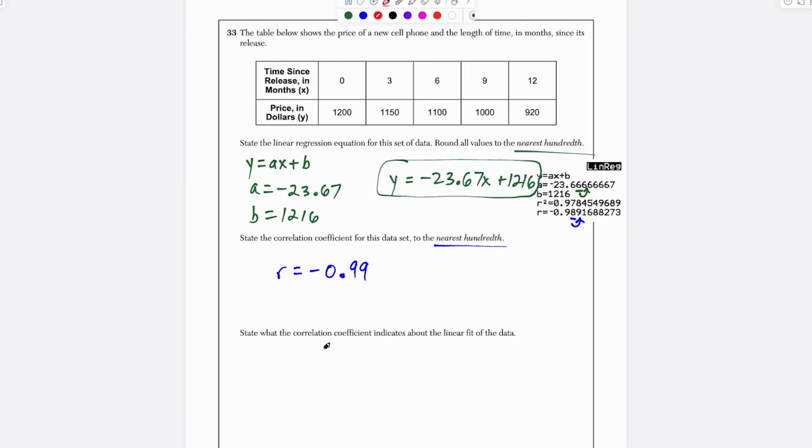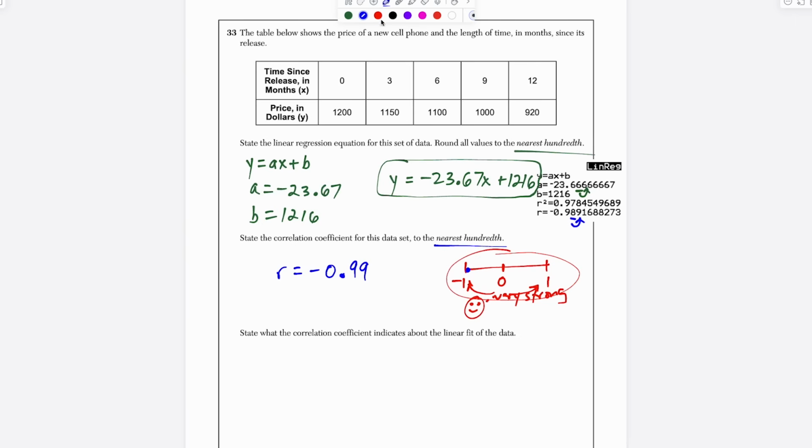So now for the last part, we have to state what the correlation coefficient indicates about the linear fit of the data. Well, for correlation coefficients, the thing to know is that when your correlation coefficient is close to -1 or +1, your correlation coefficient is very strong. So this would make it a very strong correlation. The closer we are to 1 or -1. As we move closer to 0, the correlation coefficient gets weaker. And if we make it to 0, then that means no correlation. So that's the space we're looking at here. We're between -1 and +1. So the fact that we got R equals negative 0.99, this is a very, very strong correlation coefficient.